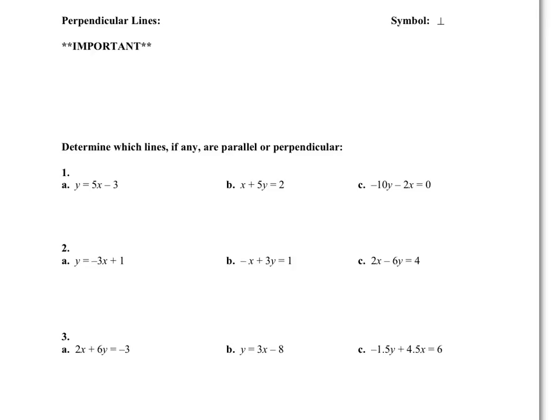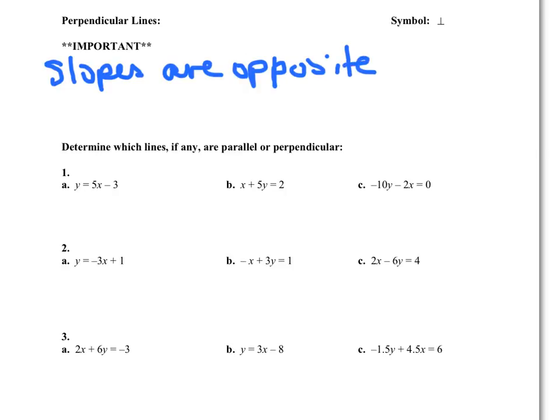In the past, the thing that we've known about perpendicular lines is that they intersect at right angles. The thing that's going to be important about perpendicular lines this year is that their slopes are opposite. That means if one's positive, the other's negative, or if one's negative, the other's positive. So they're going to be opposite reciprocals.